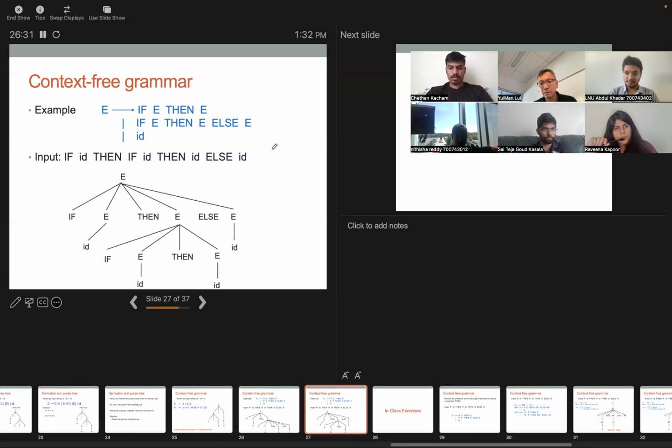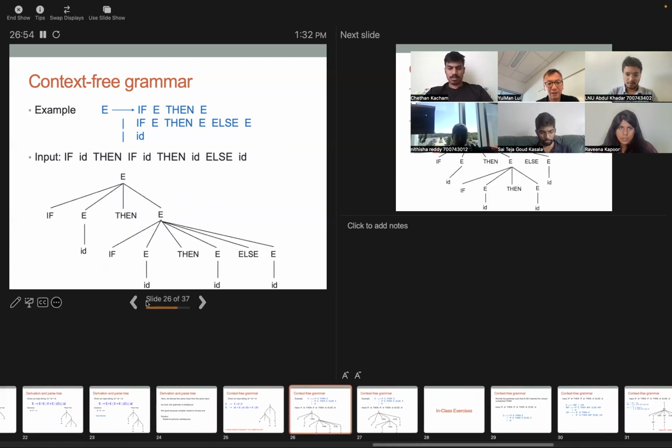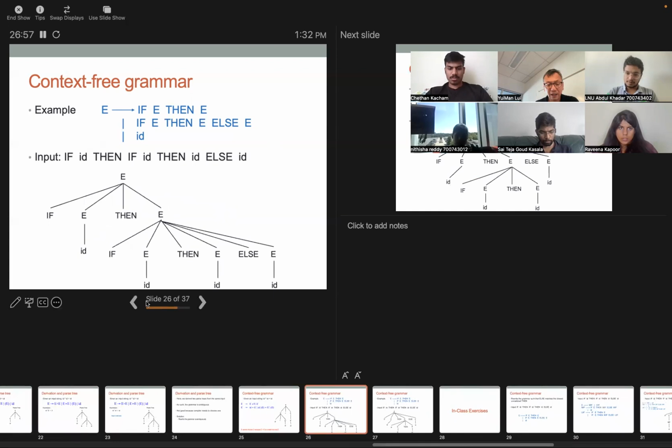After the first then, should there be ID? After the first then, that is if. Look at the input: if ID, then if ID. After then is an if, so it is not ID. ID should not be there in between. Look at the input, right? If ID, not just ID, if ID.